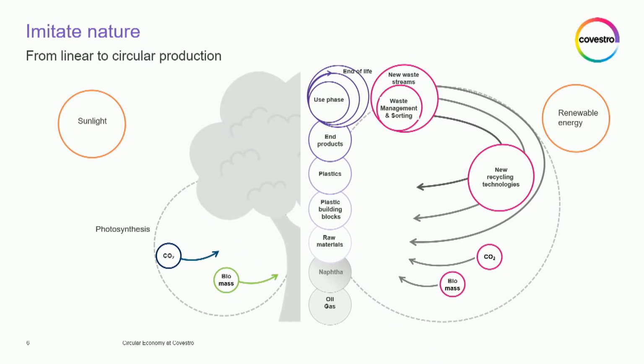As trees use sunlight, we aim to use renewable energy. Carbon, as a plastic building block, should be recycled and come from alternative sources such as end-of-life materials, waste, biomass, and carbon dioxide. We are also developing new recycling technologies like chemical recycling to aid the recycling of plastic waste that is not suitable for mechanical recycling.